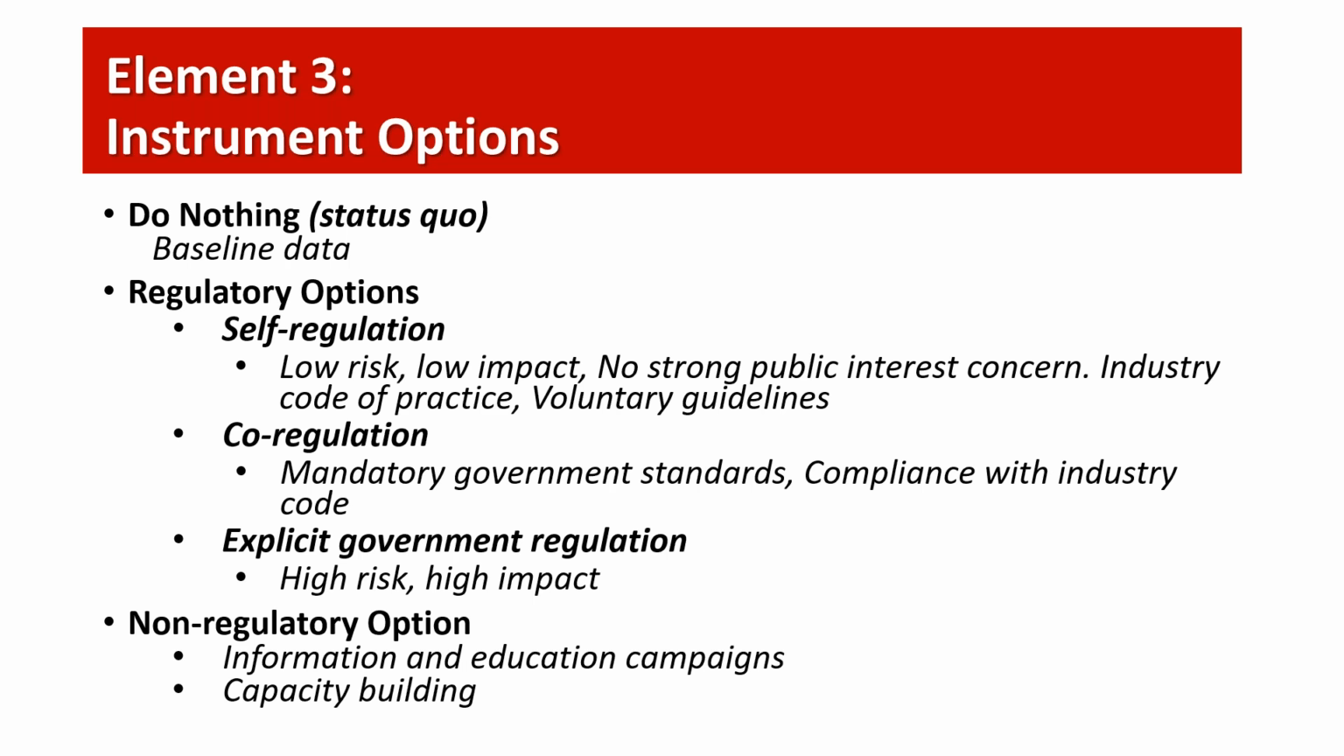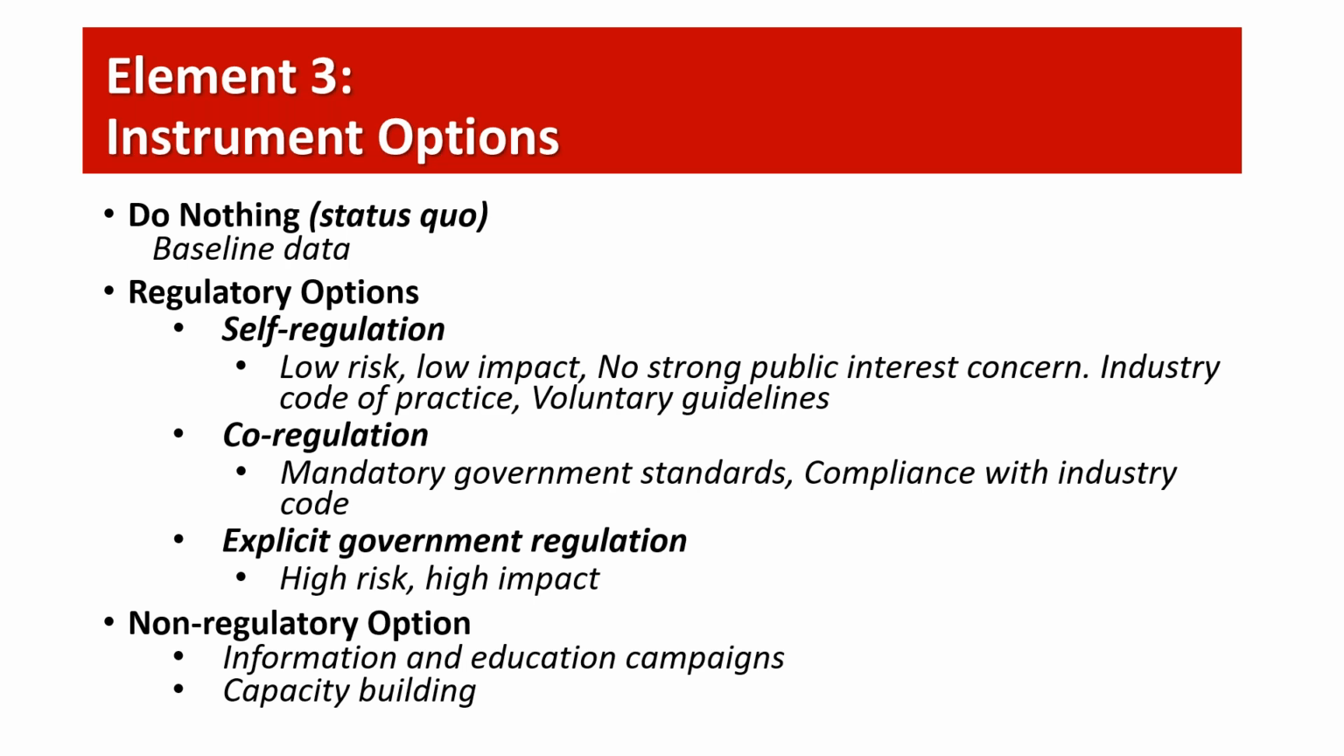The third element, which we mentioned earlier, is what we call the instrument options. This refers to having decided that the objective you want is to do A, B, and C, then what are the options available to the government to implement those objectives? Usually, for the government to act, you either regulate, so we have the regulatory options, or the non-regulatory options. In other words, you educate the public, or you enhance capacity building of your regulators, so that they can implement regulation better. And when you talk about regulatory options, you again have a few options like self-regulation, co-regulation, or explicit government regulation.